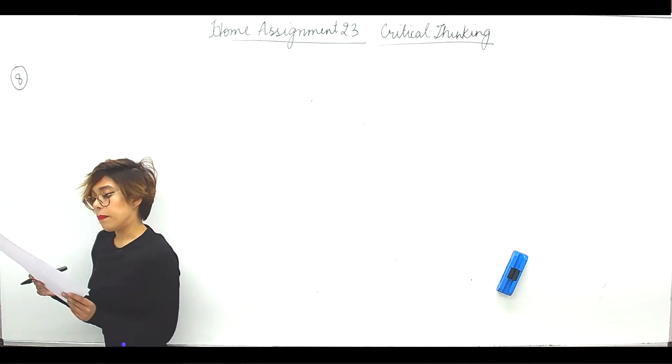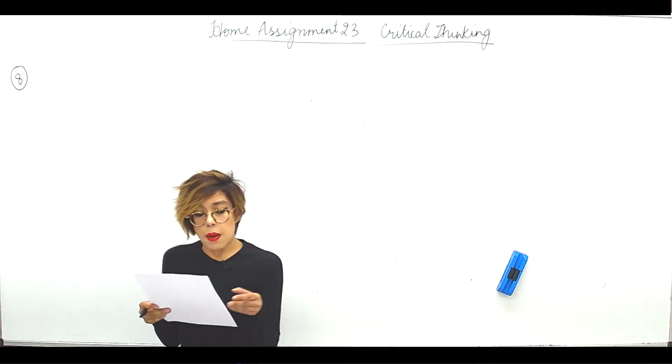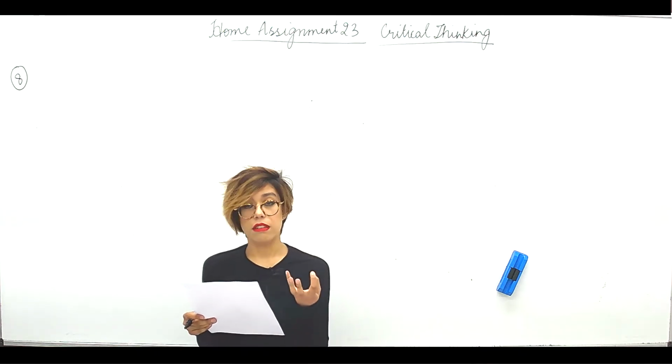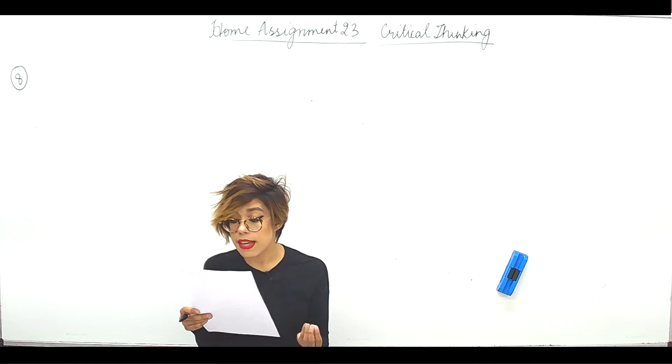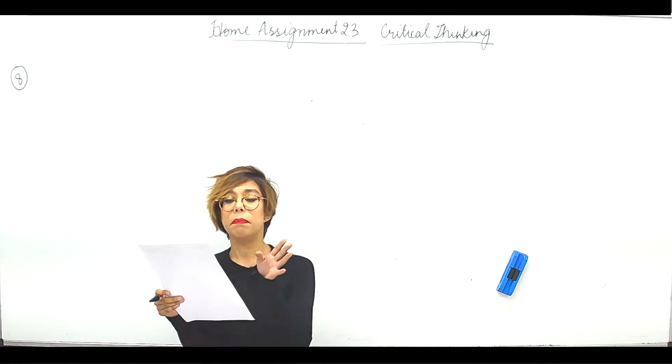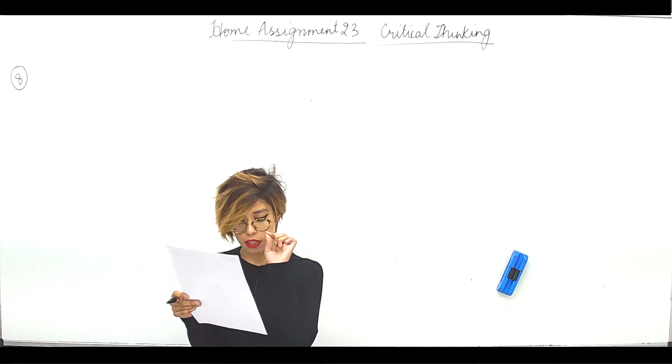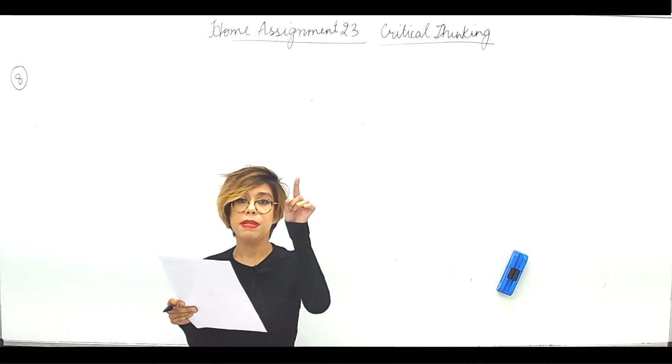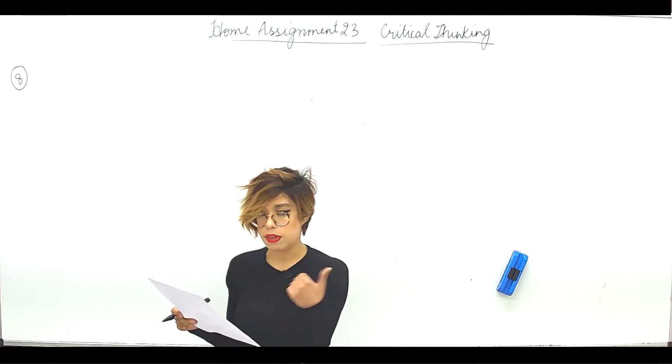Question number 8. Now he says, prove that the sum of the diagonals of a convex pentagon is greater than the perimeter, but less than double the perimeter. First of all, he is talking about a convex pentagon. That means each of the angles will be less than 180.